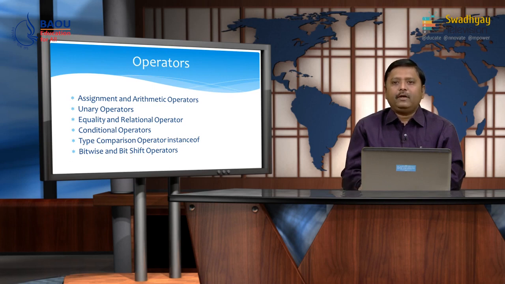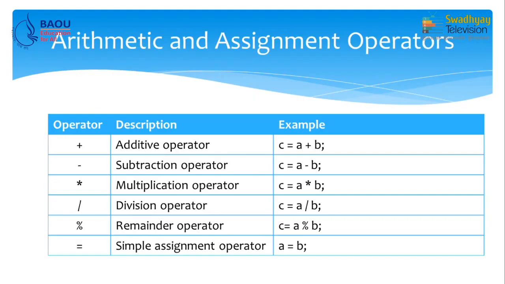We start with arithmetic operator and equality operator. In arithmetic operator, we have operators such as addition, subtraction, multiplication, division and remainder. Now, last operator is assignment operator, which is used to assign one value to another value. On screen, you can see examples of how to use these operators.